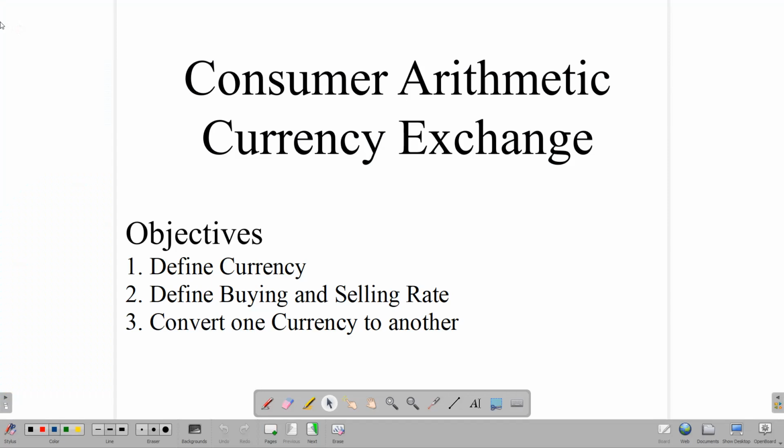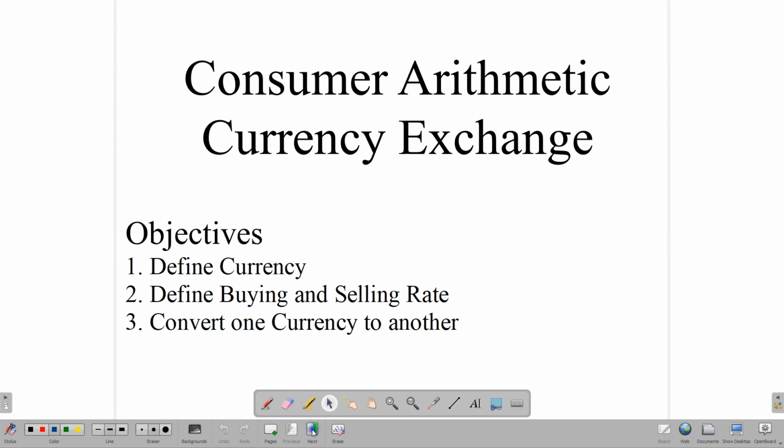We are still on consumer arithmetic and our topic for today is currency exchange. We have three objectives. The first one is to define currency. The second, to define what we mean by the buying and selling rate, and to convert one currency to another. To accomplish our third objective, we are going to look at three different CXC questions that will give us a wide view of the types of questions that CXC tends to send, and will give you a pretty good idea of how to go about solving them.